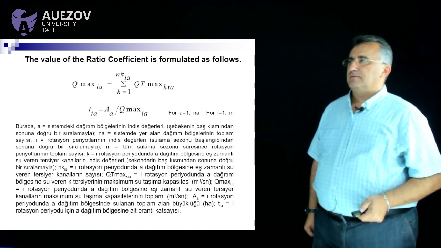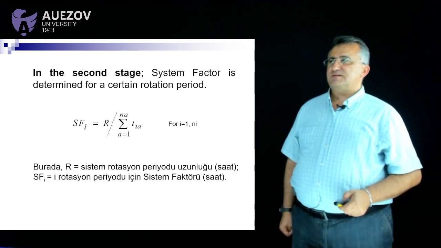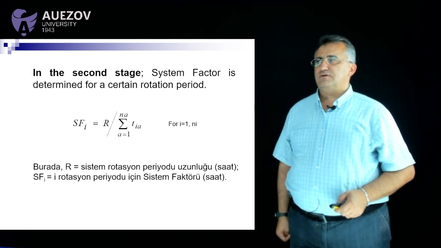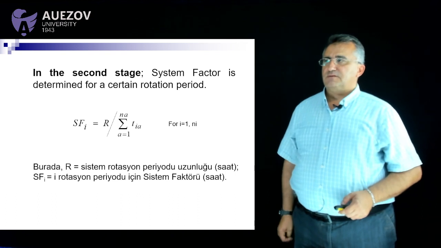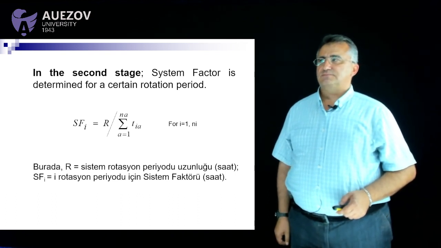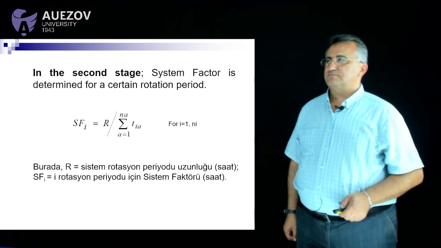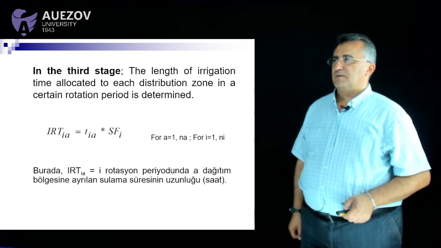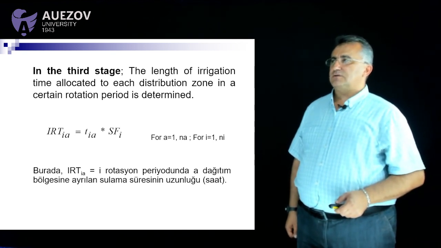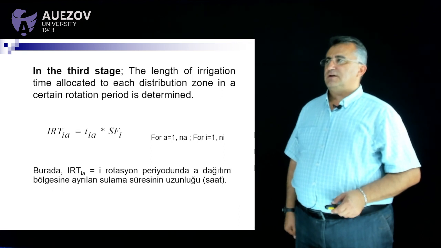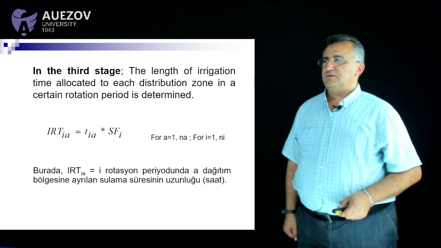In the second stage, the system factor is determined for a certain rotation period. Also, this formula is used in the second stage of the program. In the third stage, the length of irrigation time allocated to each distribution zone in a certain rotation period is determined. Here we can see the equation.